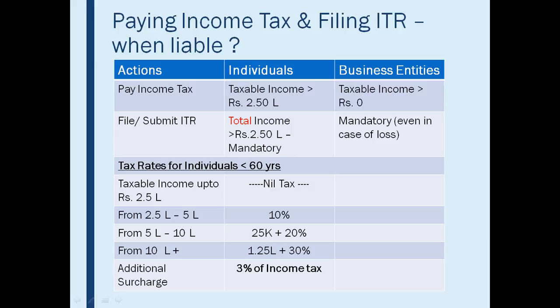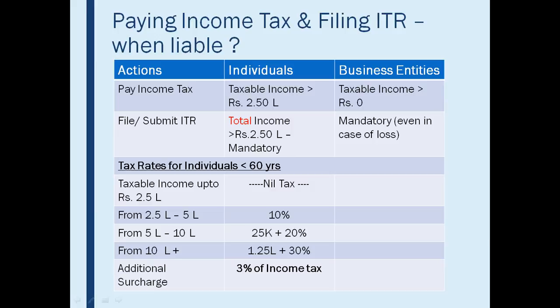Now just very quickly, what are the tax rates for individuals who are less than 60 years? So up to 2.5 lakhs there is no tax. From 2.5 lakhs to 5 lakhs income slab, you are charged 10%, which means if you are having income of, let's say, 5 lakhs rupees, you need to pay tax only on the excess over 2.5 lakhs at the rate of 10%, which happens to be 25,000.